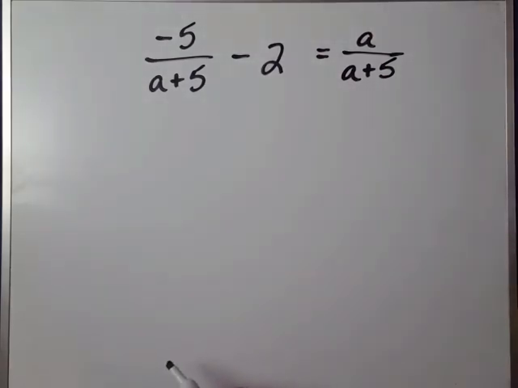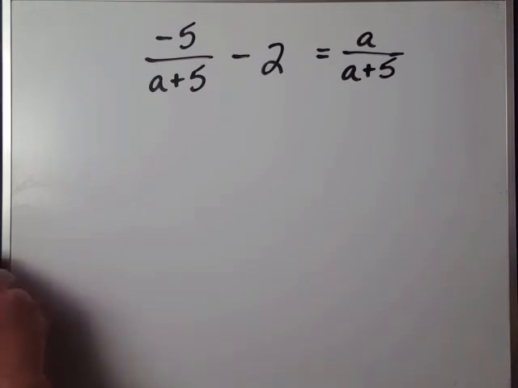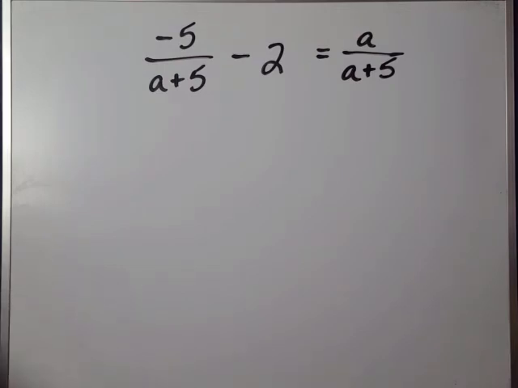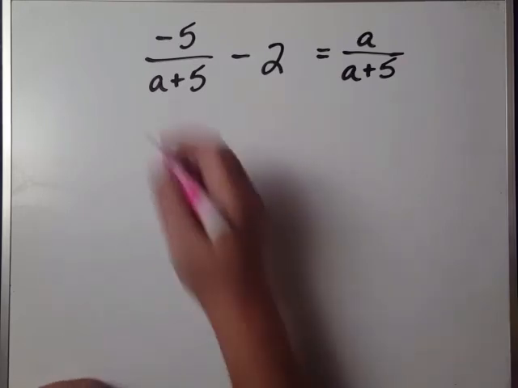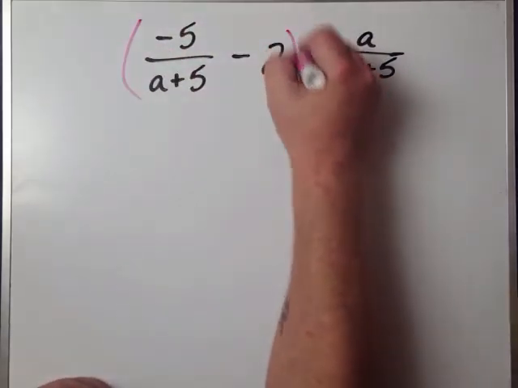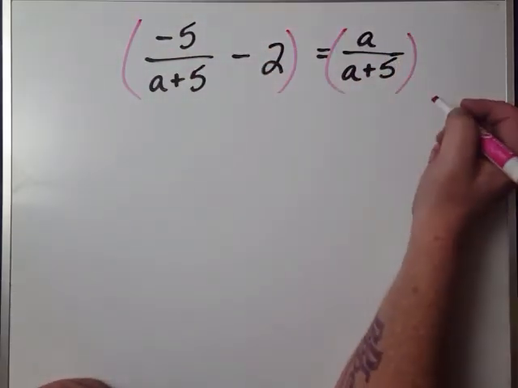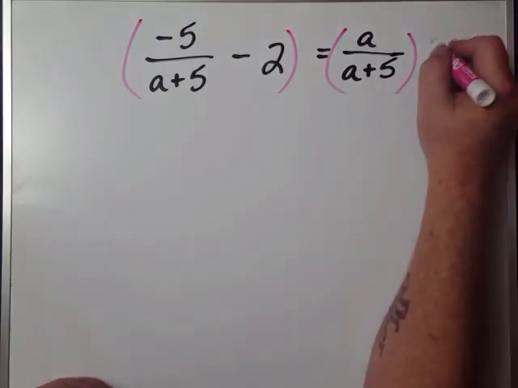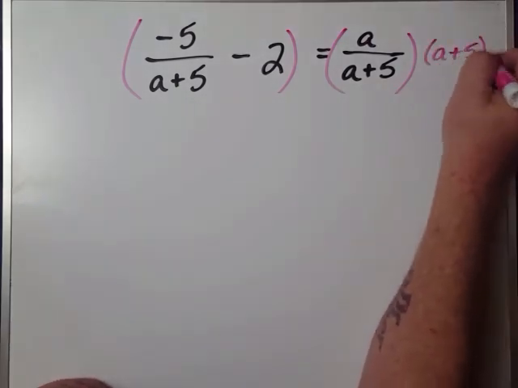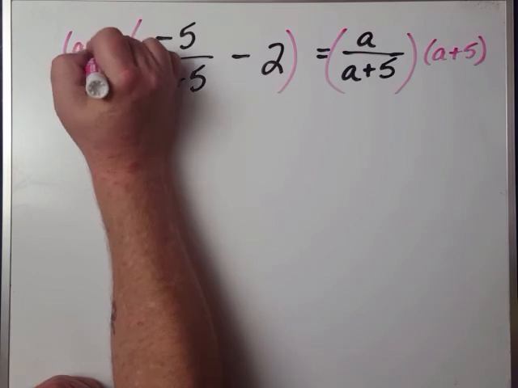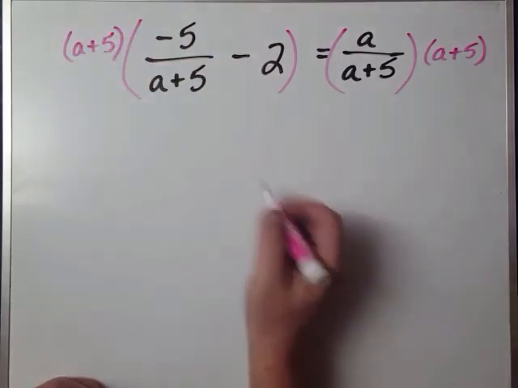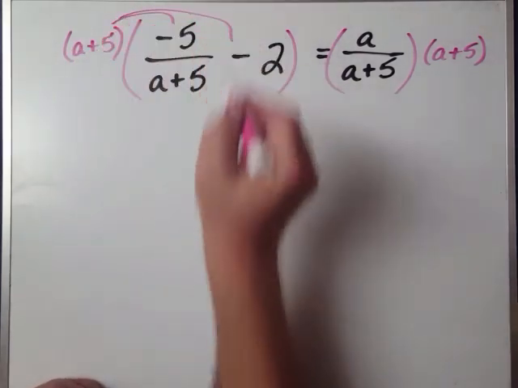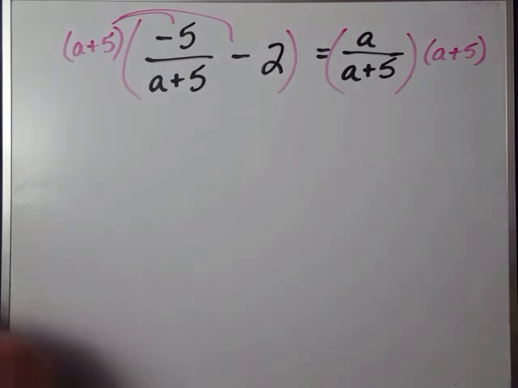All right, this doesn't look too bad. We want to clear the fractions from this equation by multiplying both sides by the least common denominator. The only denominator here is a plus 5. So multiply both sides by a plus 5. We'll distribute that binomial to each of the two terms here on the left.